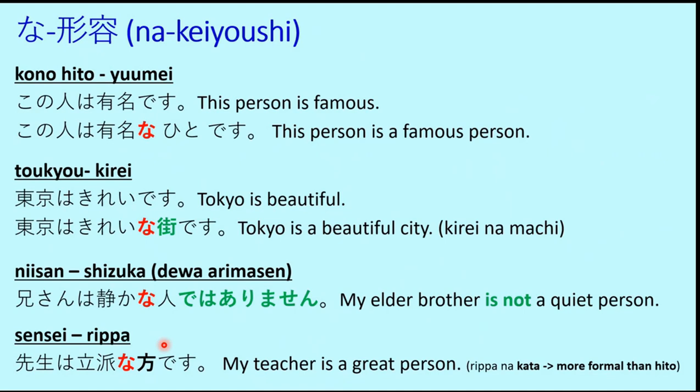In that case, the word hito is very shallow and it is somewhat impolite and insulting. So for a great person like sensei, we should use the word kata and not hito. So sensei wa rippa na kata desu. Rippa na kata means a great person. Rippa means great. He is highly qualified and great. So, sensei wa rippa na kata desu.